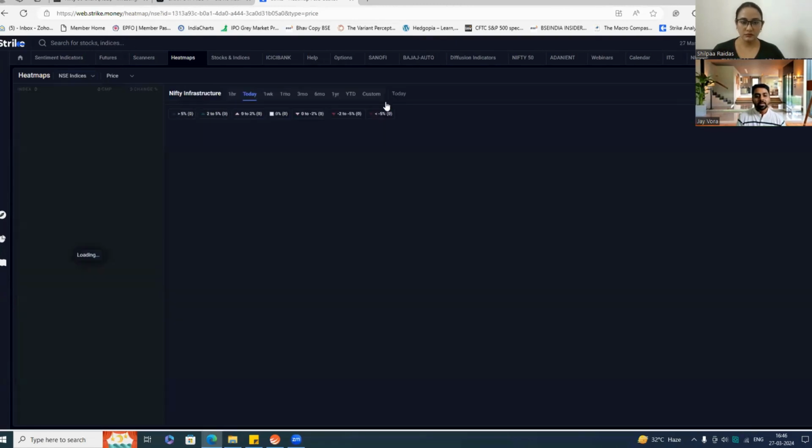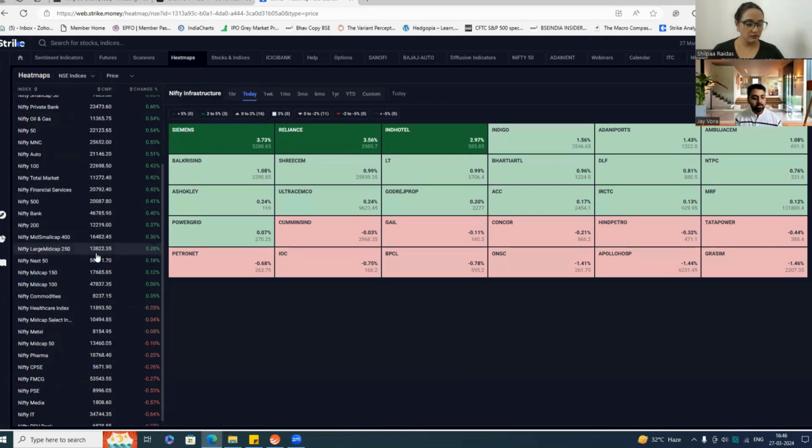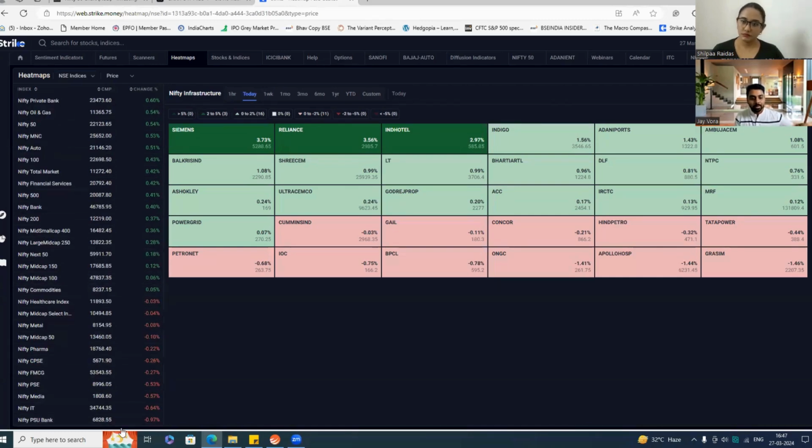The similar thing can be done on the index level as well. If you're anticipating that the correction is getting complete, then from the high to low you would run the custom dates, and you will get the result. The ones at the higher levels are outperformers. The ones at the bottom 5 or so are the underperformers. That's how you can take the benefit of the heat map and identify the stocks or the sector where you can put in money or go short.